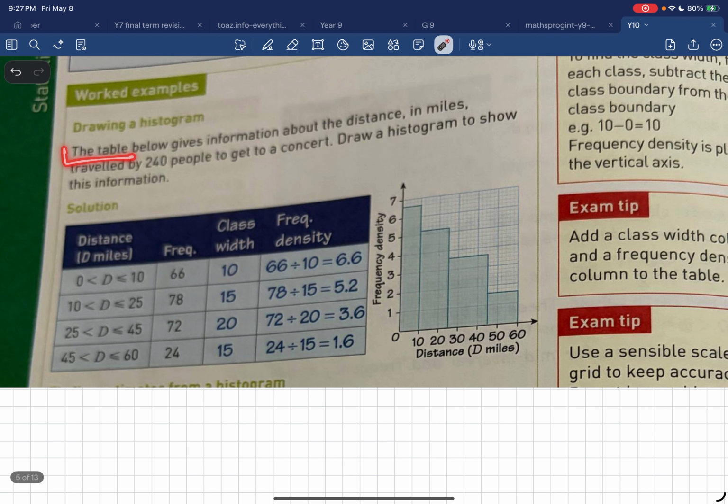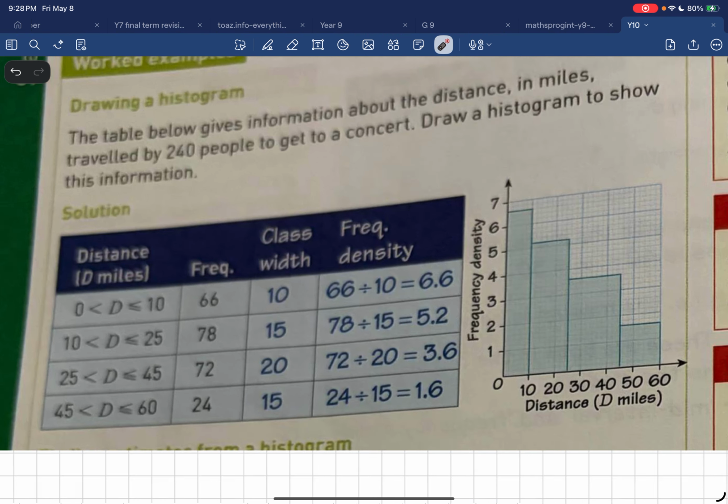The table below gives information about the distance in miles traveled by 240 people to get to a concert. Draw a histogram to show this information. So the question only gave you the distance and the frequency. Don't look at this now.